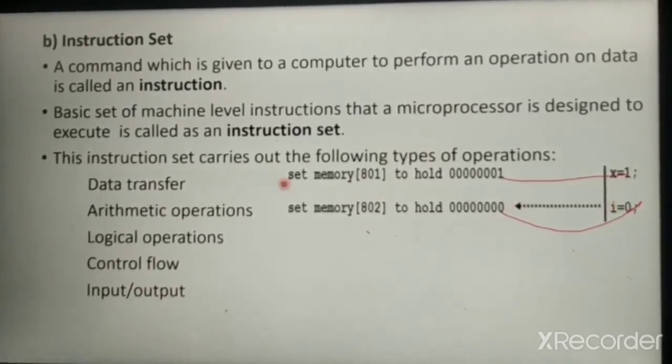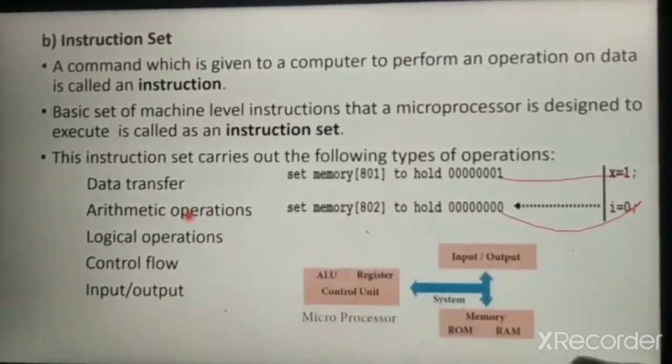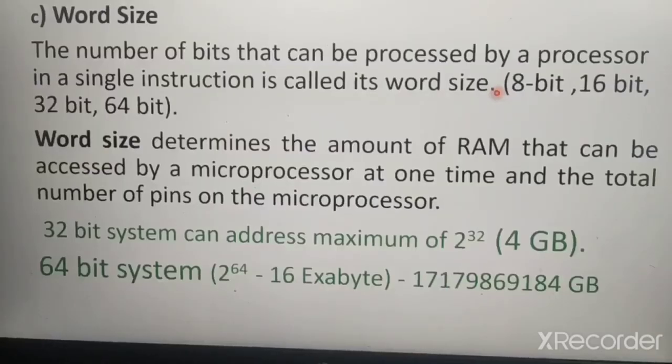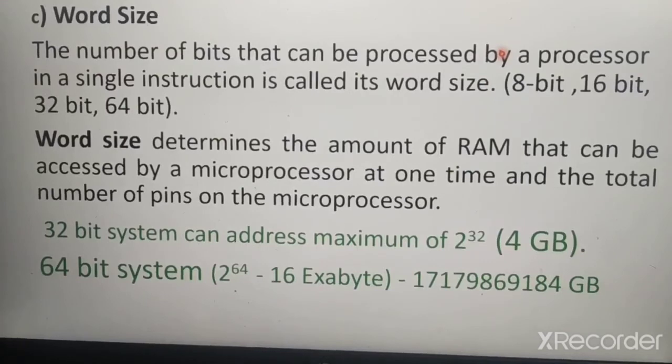It can perform various operations like data transfer, arithmetic operations, logical operations, control flow, and input-output operations. Next we can see the third one, word size. Word size means the number of bits that can be processed by a processor. This word size is not fixed in all computers; it changes from processor to processor.